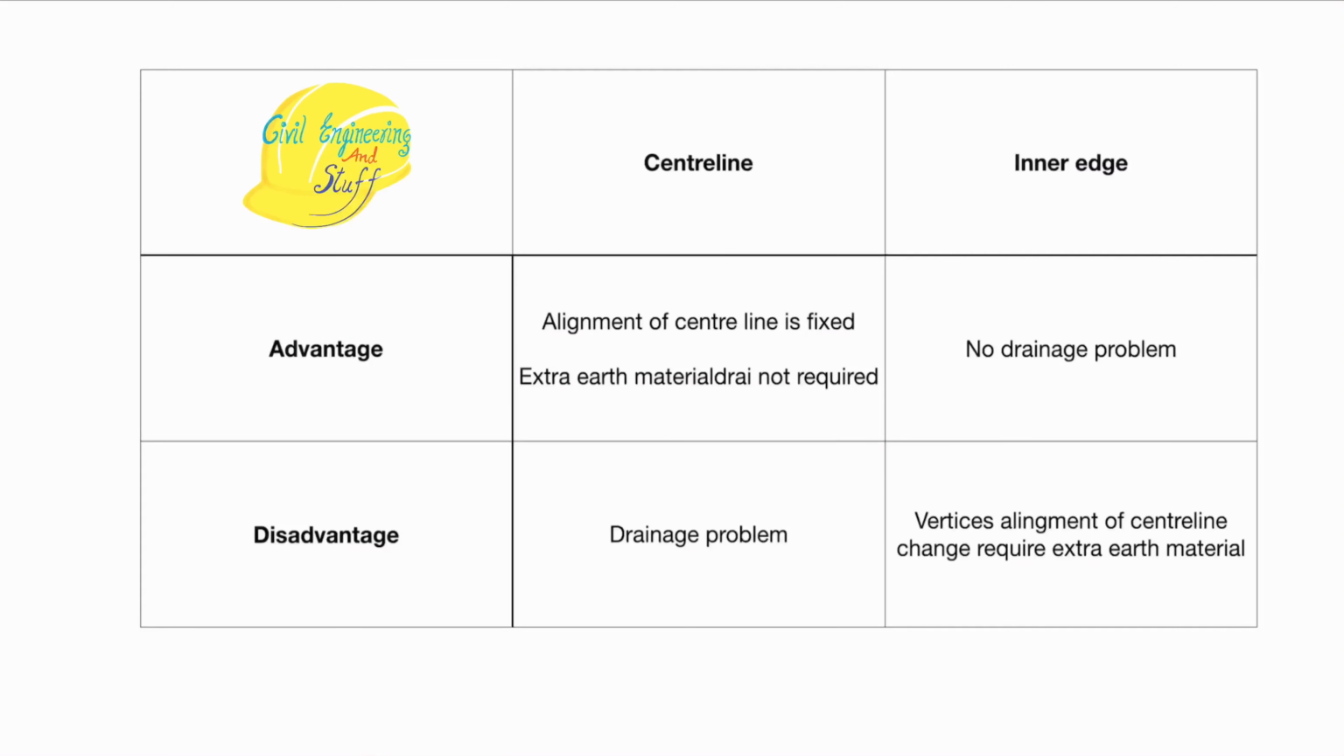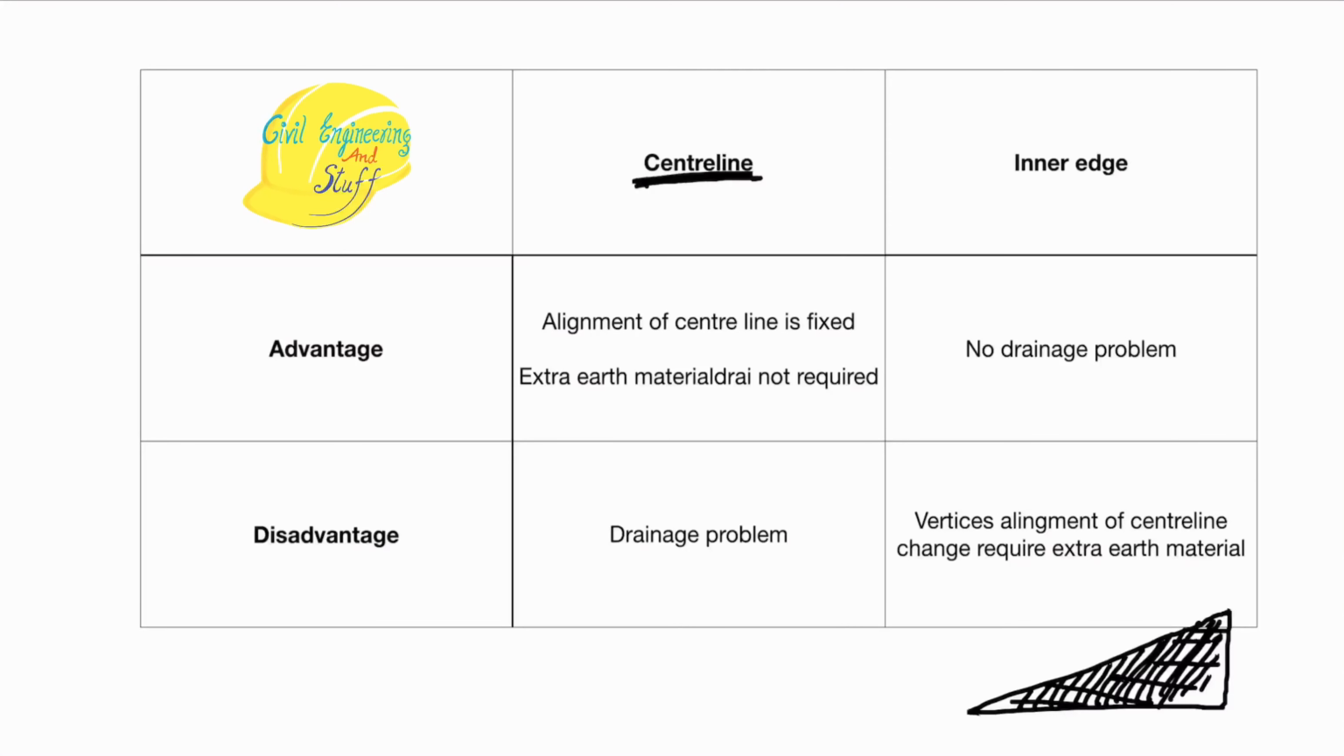Now while we are at it, let us discuss the positives and negatives of rotating the road along the inner edge or along the center line. If you are rotating your road along the inner edge, the positive thing is that there won't be any drainage problem. However, extra material is required for rotating the road along the inner edge. When we rotate the road along the inner edge, extra filling material is required to reach the desired elevation.